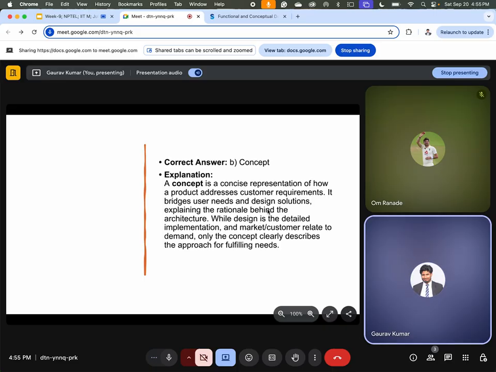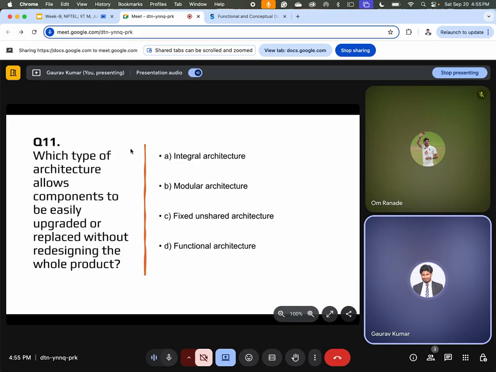Now moving towards the next questions. Question number 11. Which architecture allows components to be easily upgraded or replaced without redesigning the whole product? Is it integral architecture, modular architecture, fixed and shared architecture, or functional architecture? What would be the right answer?